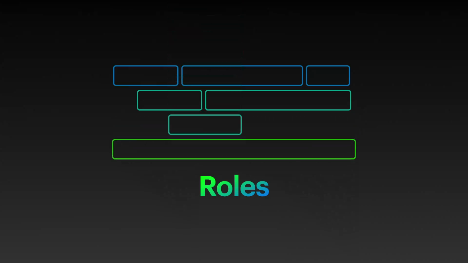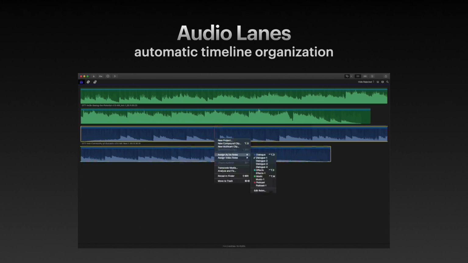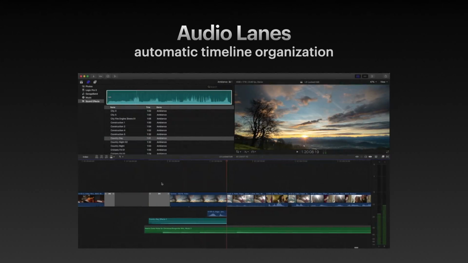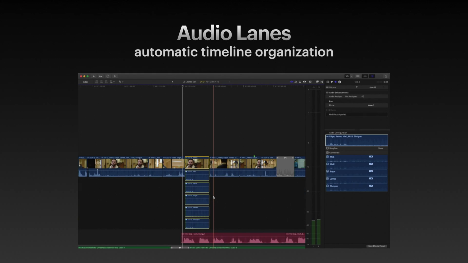Another evolution beyond traditional systems is roles. Video and audio clips are assigned to a role to identify what they are. This is especially beneficial for audio. After assigning roles to audio clips, they automatically arrange themselves in the timeline. And because individual audio channels are rolled into a clip, at first glance a Final Cut Pro 10 timeline may look simpler than a track-based timeline.